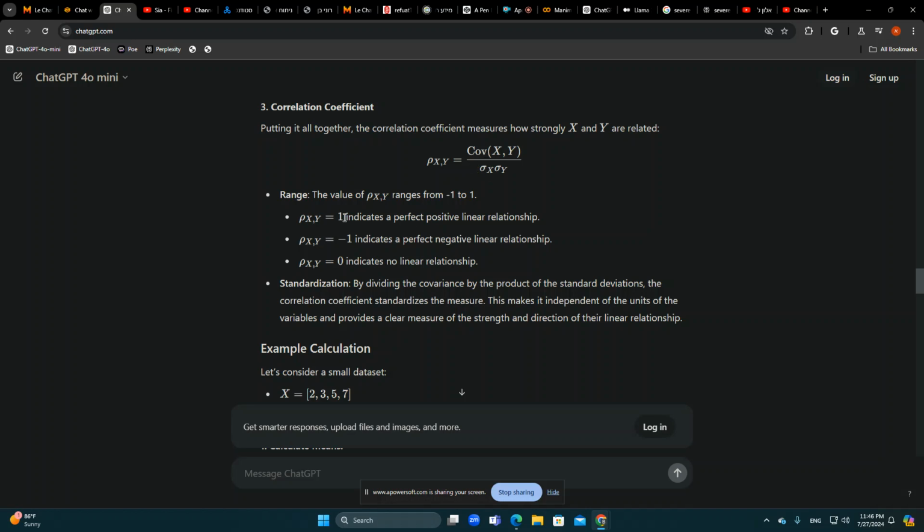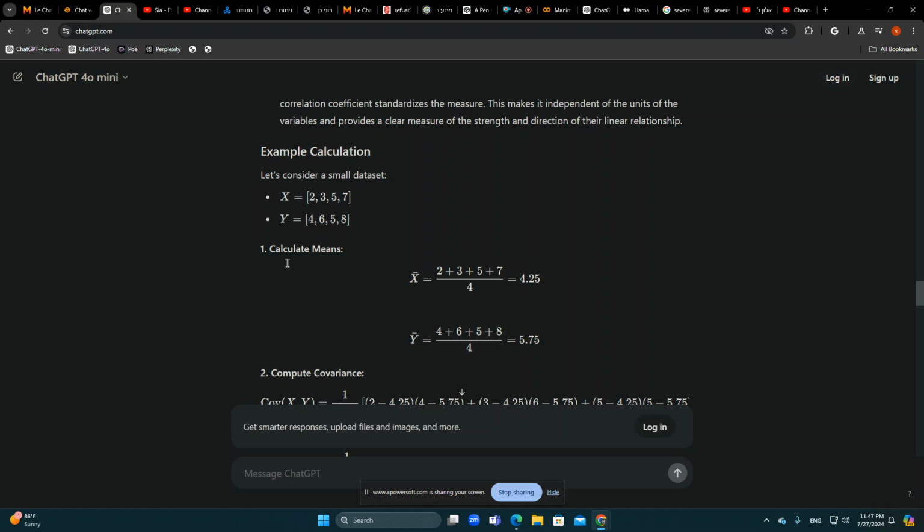Therefore, we get this formula, and when the correlation is 1, it indicates a perfect positive linear relationship, and when it is -1, the range is between 1 and -1, it indicates a perfect negative linear relationship. Namely, when it's 1, when one variable gets higher, the other one also gets higher. And when it's -1, it's exactly the opposite. When one of the variables gets bigger, the other one gets smaller. So it's like this, the correlation.